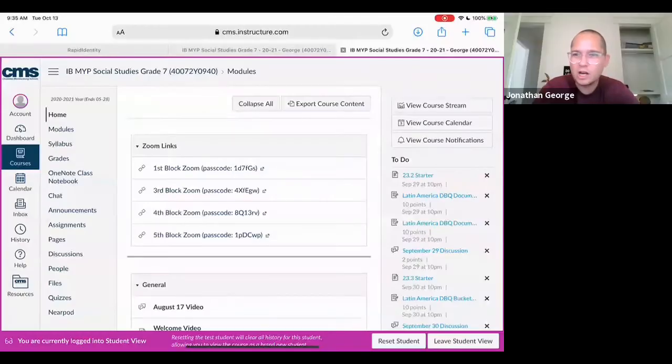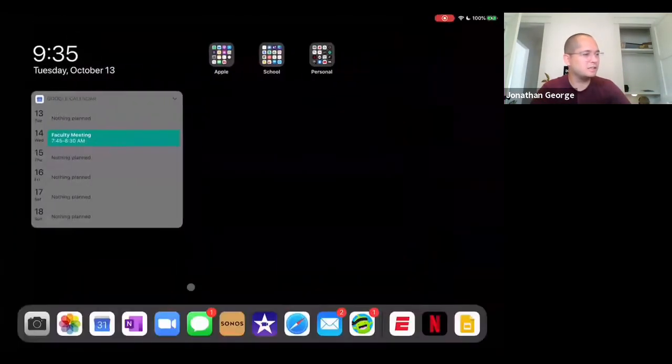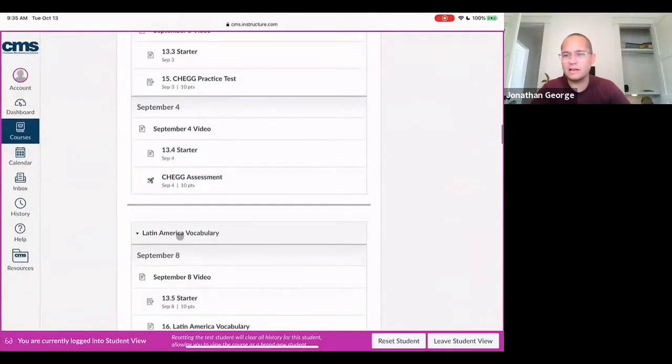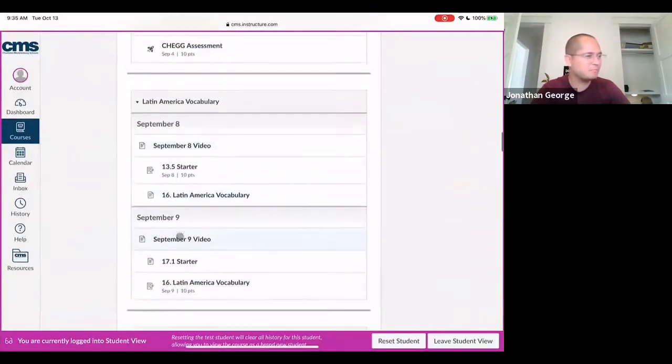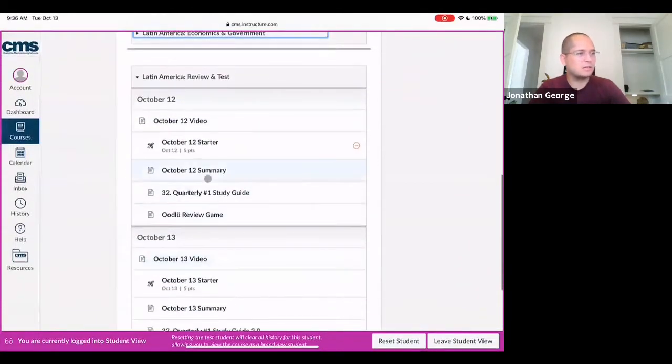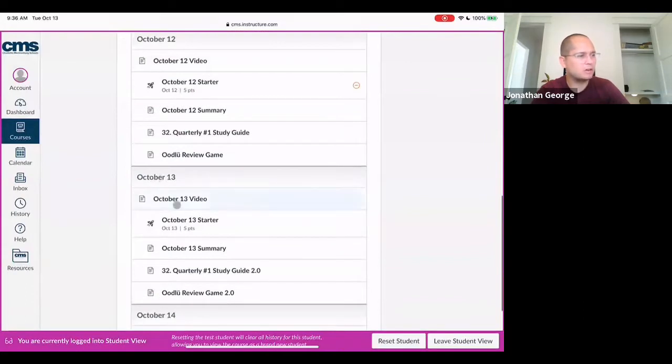So let's get going. Tomorrow is the quarterly. We'll go to a student view, so what you're looking at is exactly the same as what you should see as well. Okay, review and test. Here's what we did yesterday: we went over part of the study guide, and we'll go over the rest of it today. I also got y'all into Oodlu, a review program. So here we are, October 13th.